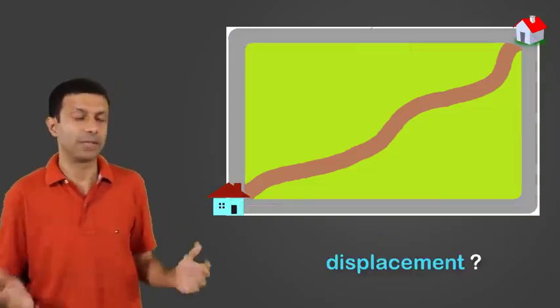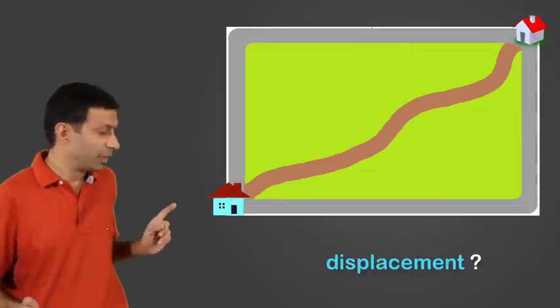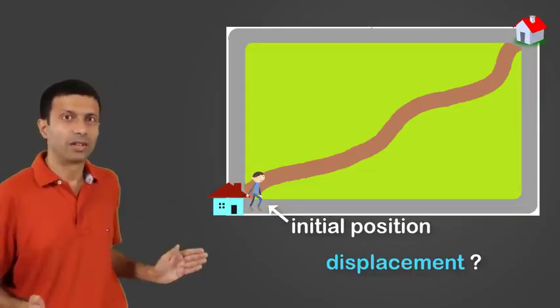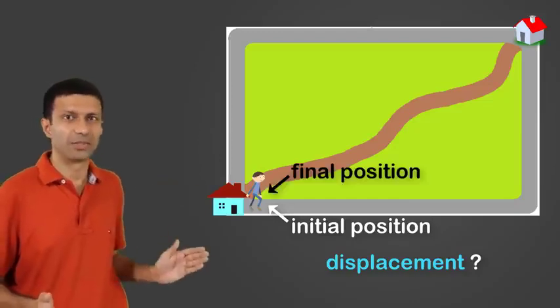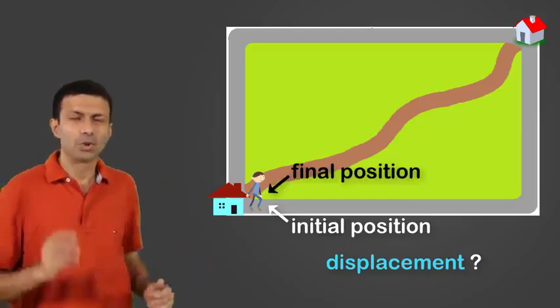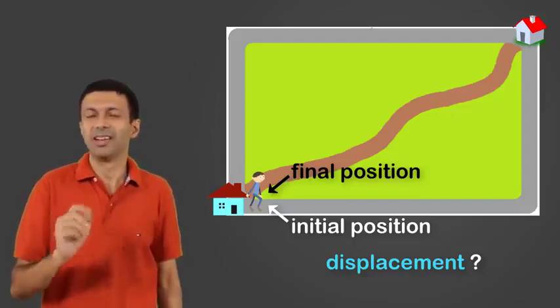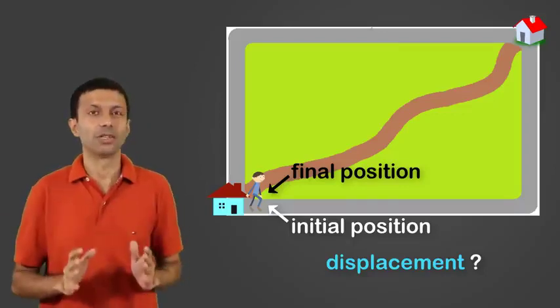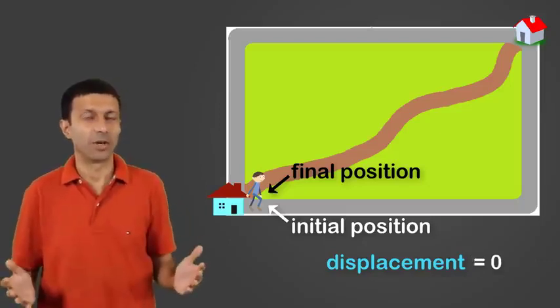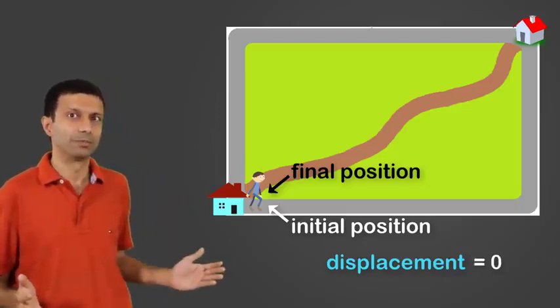Now what is your displacement? So your initial position was your house and that's also your final position because you're back here. So what is the shortest distance from the initial to the final position? That's right, your total displacement is 0 because you're back at your home.